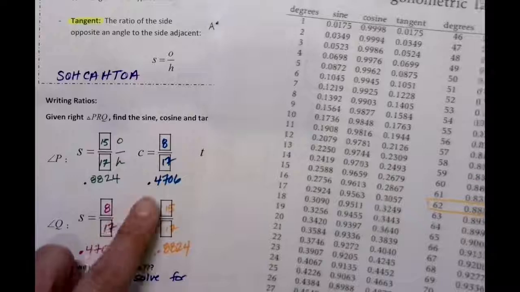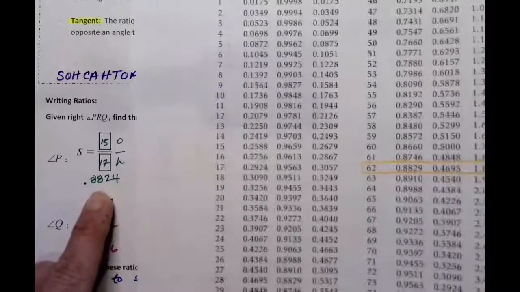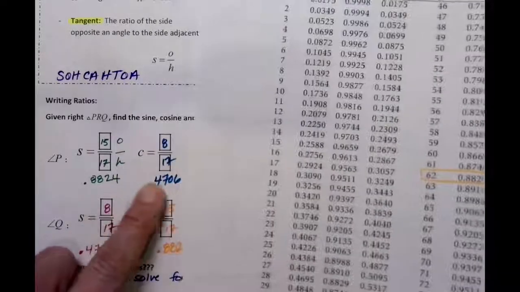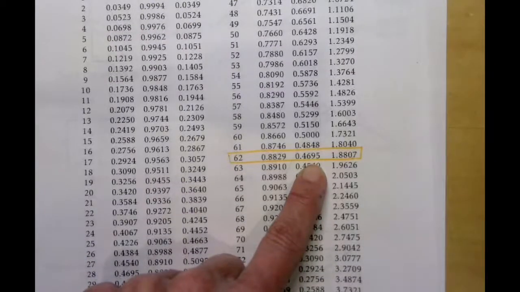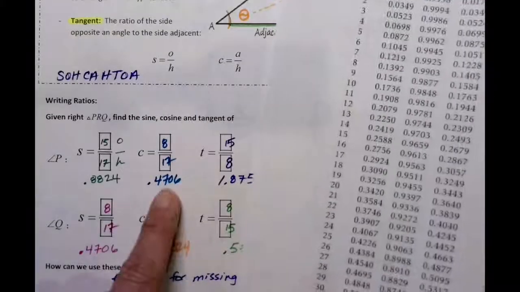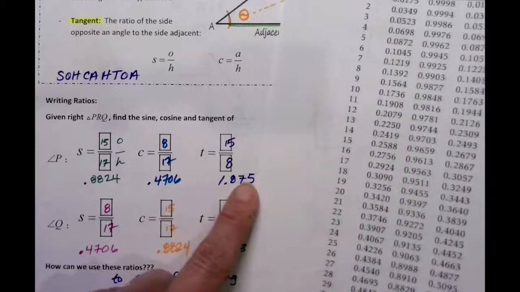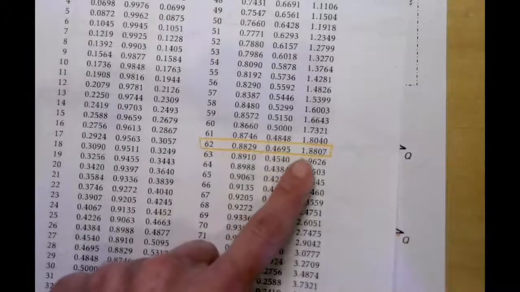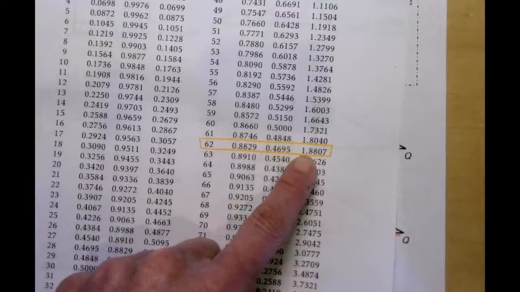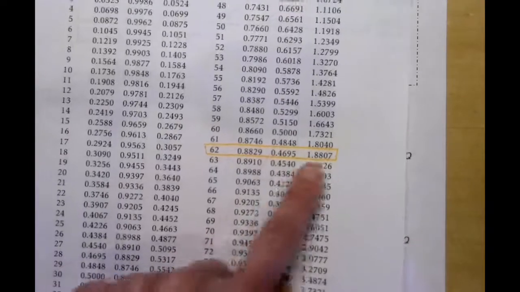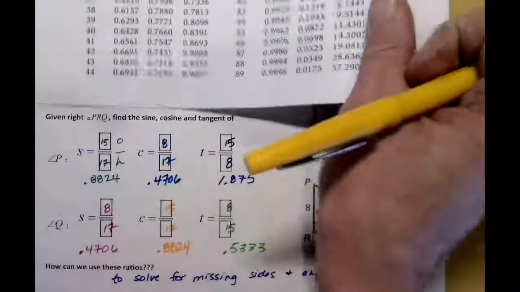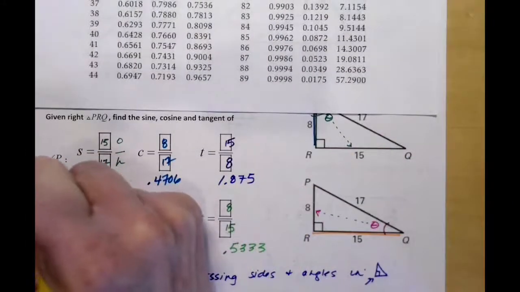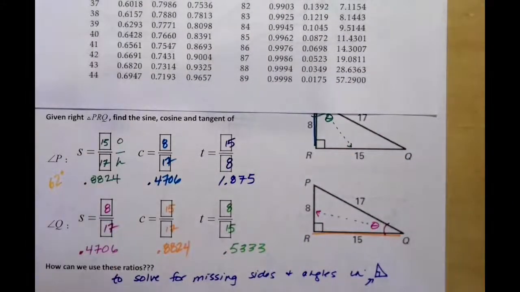So check it out. My sine, 0.8824, pretty close. My cosine, 0.4695, round up to 0.47. Yep, that sounds about right. And our tangent, 1.875. Yep, that's pretty close. So if you're going to use these charts, there is an element of rounding, but I know that angle P is a 62-degree angle.